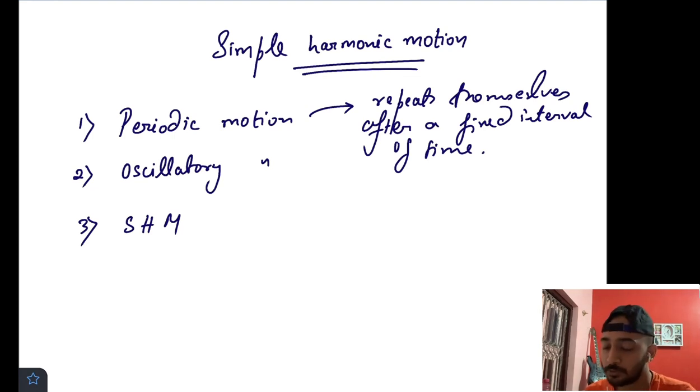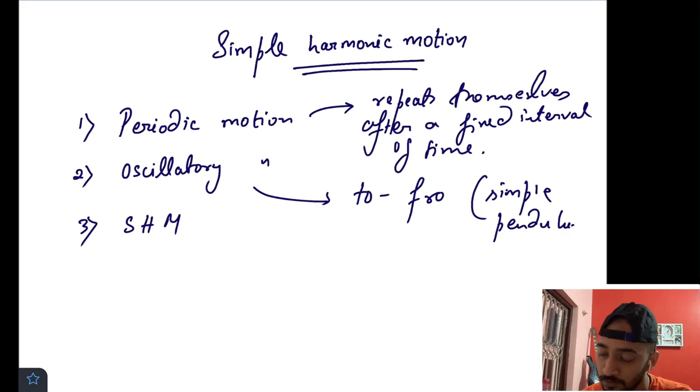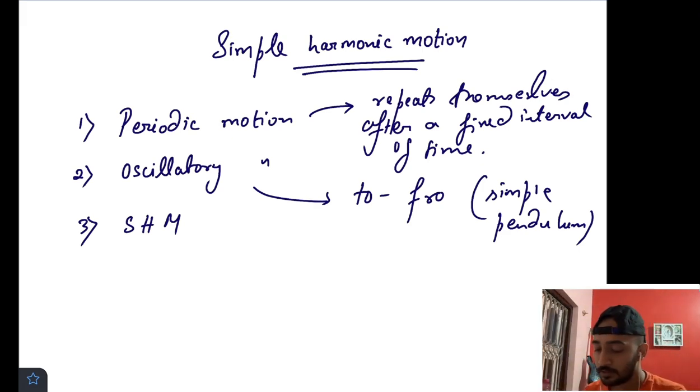Okay, so oscillatory motion. What is oscillatory motion? Oscillatory motion are kind of periodic motion, but they prefer the to and fro type of motion. Okay, like a simple pendulum, fine. So oscillatory motions are generally to and fro kind of motion. They are also periodic motions, but they prefer this to and fro type of nature, like a simple pendulum or a spring block system, you can say.